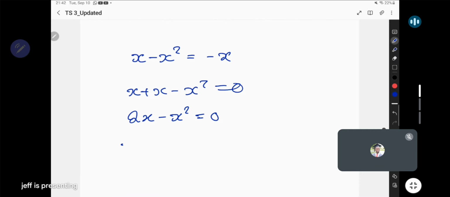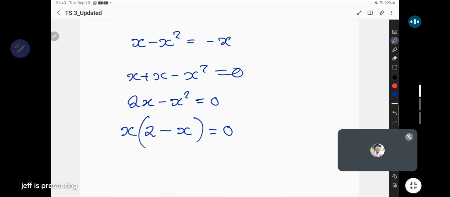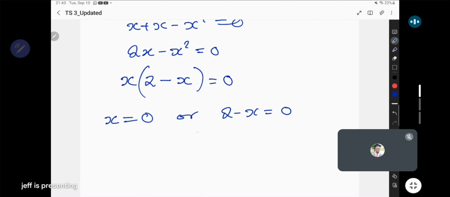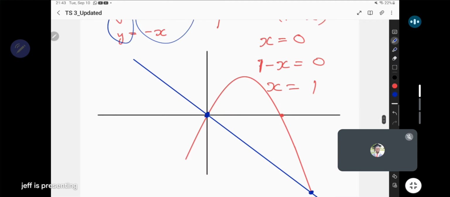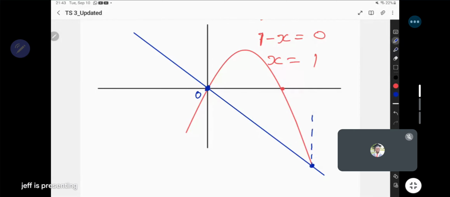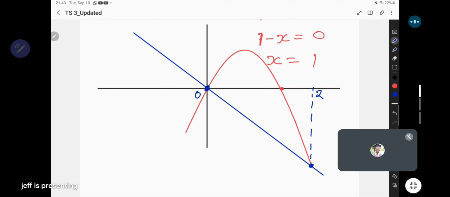And finally, factor out x. You don't want to divide by x. You're going to lose something. You're going to have x times 2 minus x equals 0. So for two terms to multiply and give you 0, it means that either the first term is equal to 0 or the second term must be equal to 0. From the first term, x is 0. The second term, we have x equals 2. What this is telling us is that these functions intersect at x equals 0, and the second point of intersection will be at x equals 2. So we now have our points of intersection.